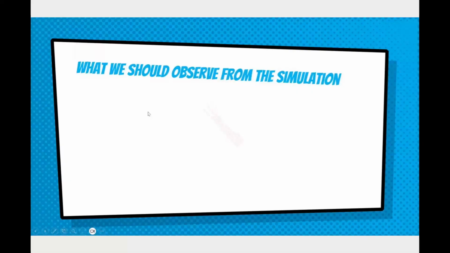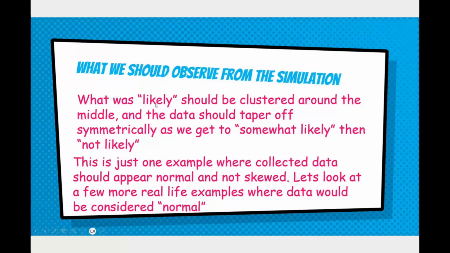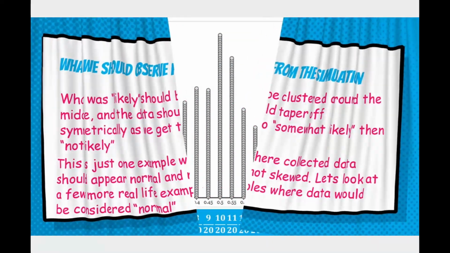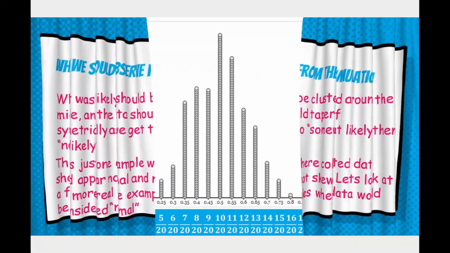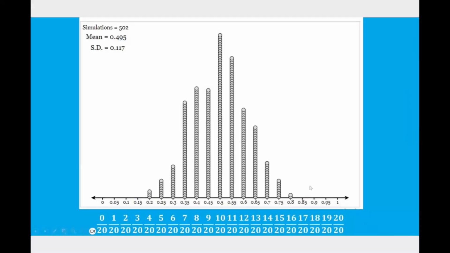What we should observe from the simulation is that what was likely should be clustered around the middle, and the data should taper off symmetrically as we get to somewhat likely and then not likely. This is just one example where collected data should appear normal and not skewed. Let's look at a few more real-life examples where the data would be considered normal. Actually, I already went over those. But here is a screenshot of what it looked like last year or the year before. I just put that up here.